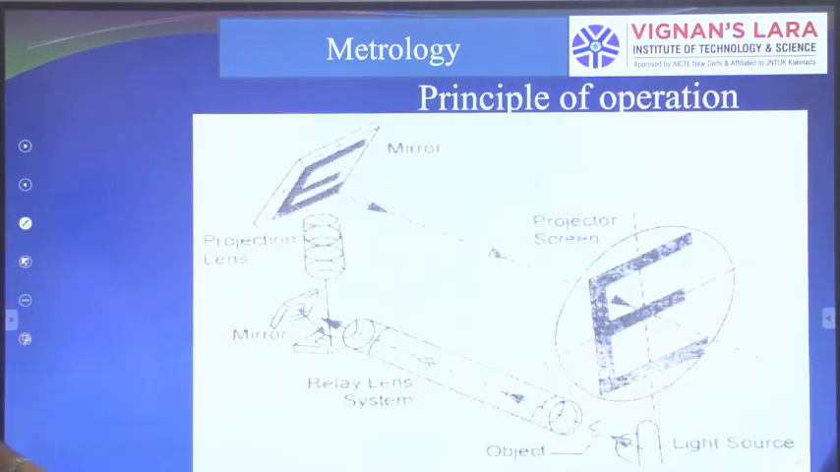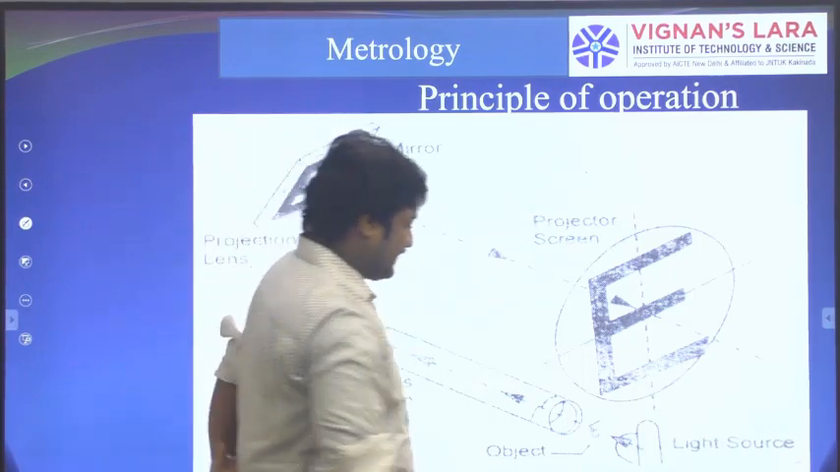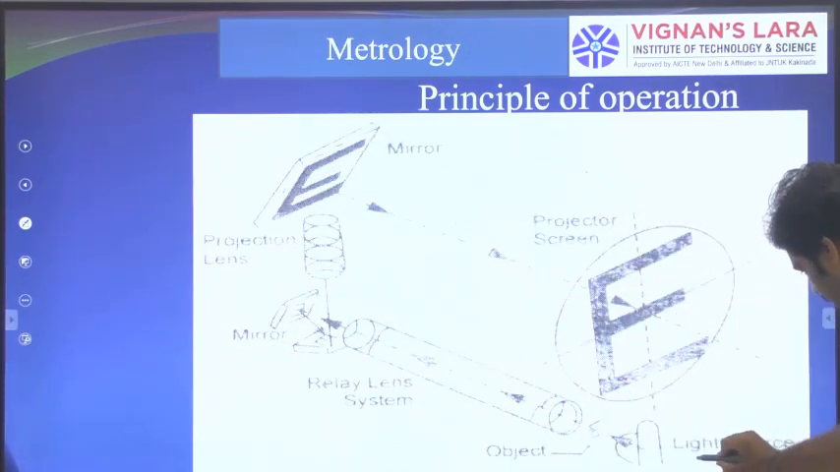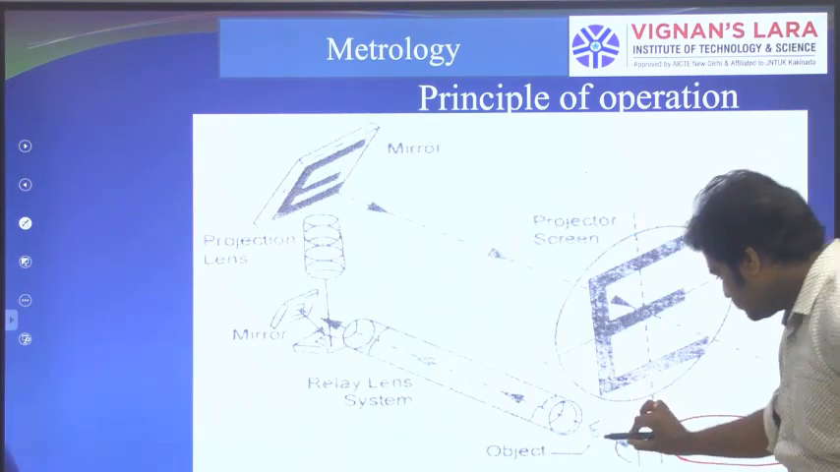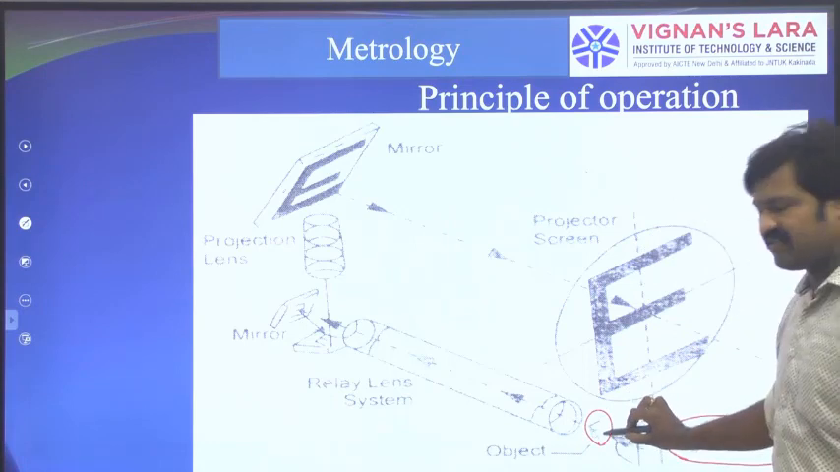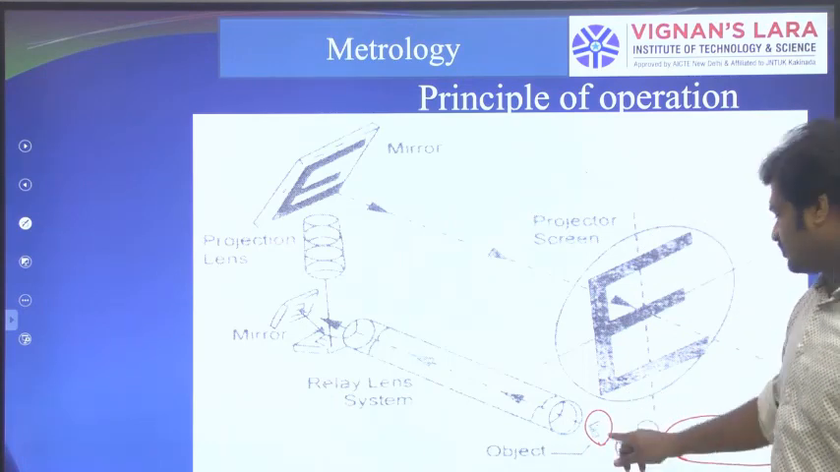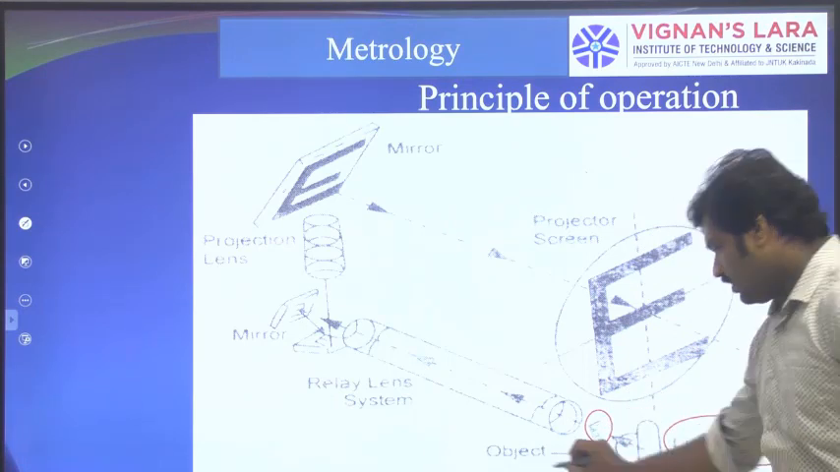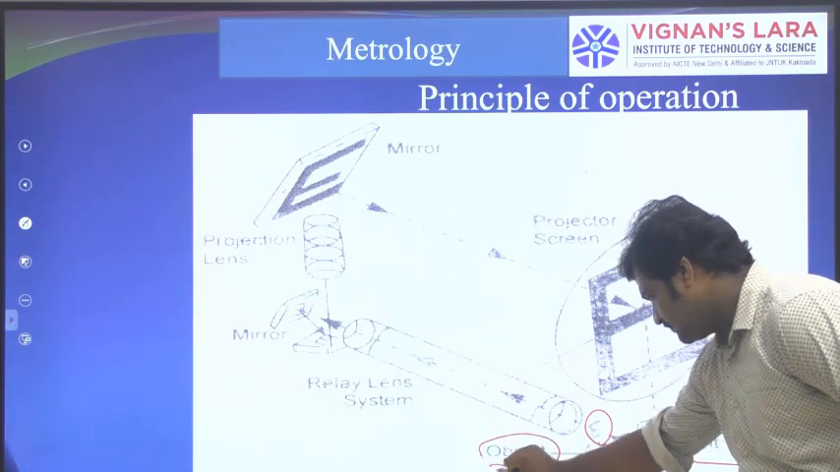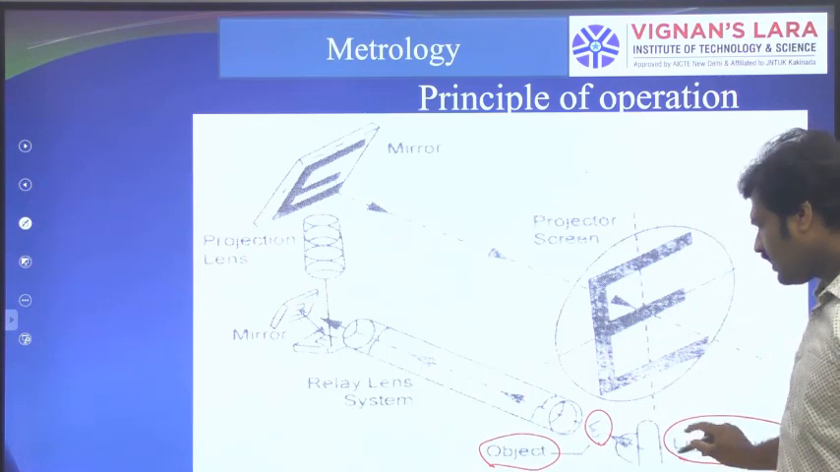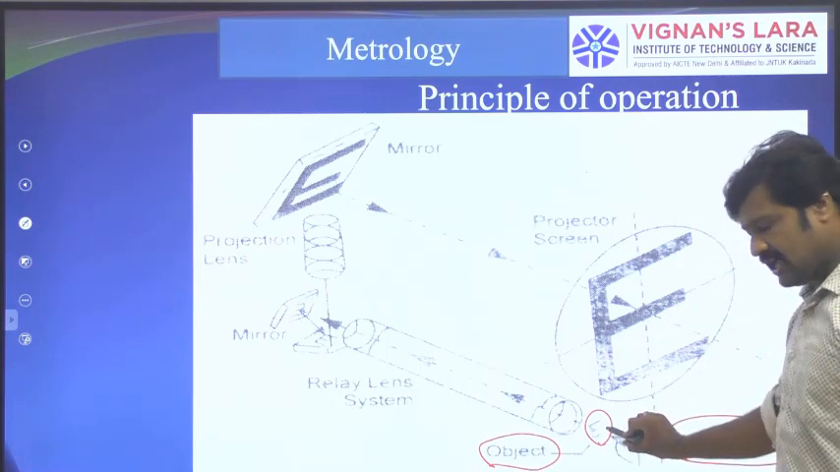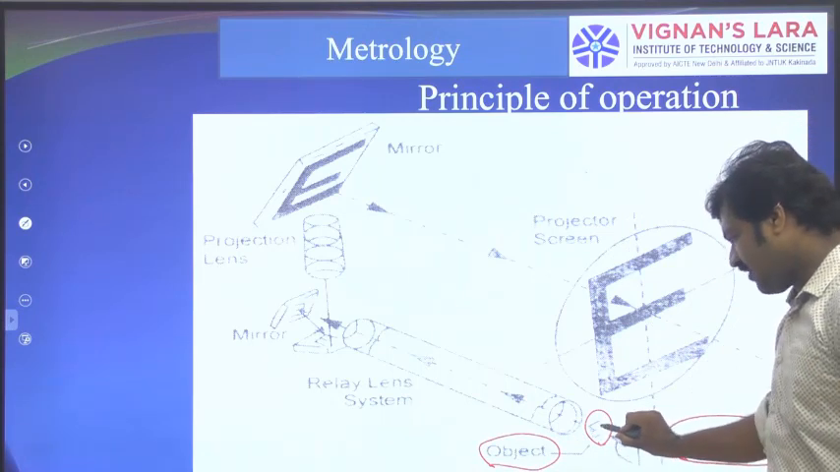Next, the working principle of our projector. It consists of a light source. By means of this light source, a light ray is emitted onto the component. The shape of the component is E. We call this the object. After the light source, we place our component, which is in the shape of E.